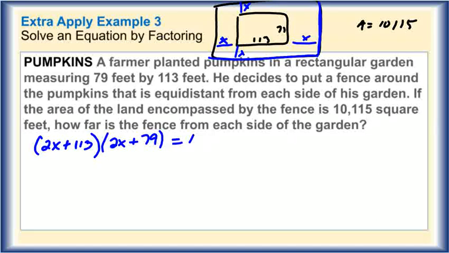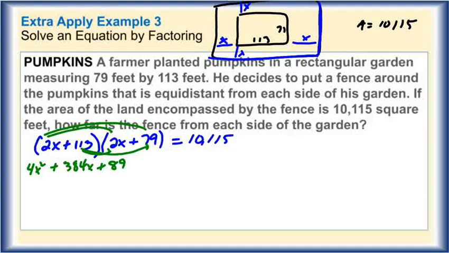That has to equal the area of 10,115. So if I FOIL this, this gives us 4x squared, and then 2x times 79 plus 113 times 2x will give us 384x, and then 113 times 79 will give us a positive 8,927. This has to equal 10,115. From this point, I need to make this equal to 0, so I'm going to subtract 10,115.